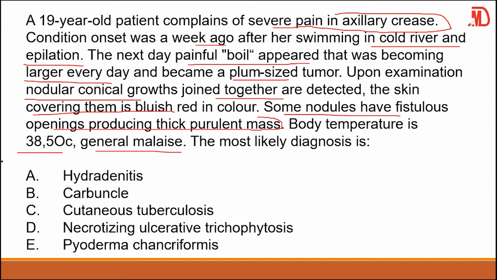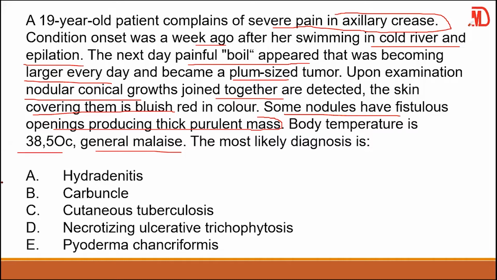Now, you can go for a carbuncle. Many of you are thinking of boil. But you see, they've put it in inverted commas. English is good. And usually a boil is known as what? A furuncle. A carbuncle is multiple boils. So we don't have multiple boils in this question. However, our likely diagnosis here is to be what?